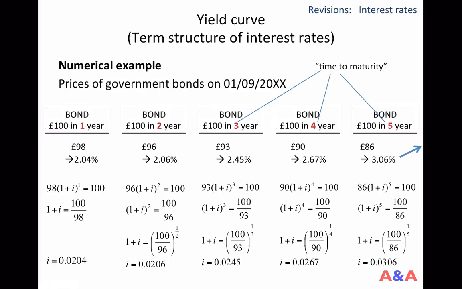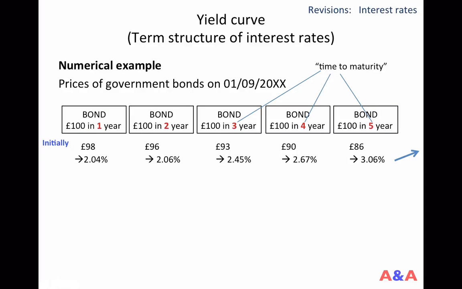So from the government's point of view, 2.04% is the annual interest rate to borrow money for 1 year. 2.06% is the annual interest rate to borrow money for 2 years. 3.06% is the annual interest rate to borrow money for 5 years. And in this numerical example, the term structure of interest rates is upward sloping.